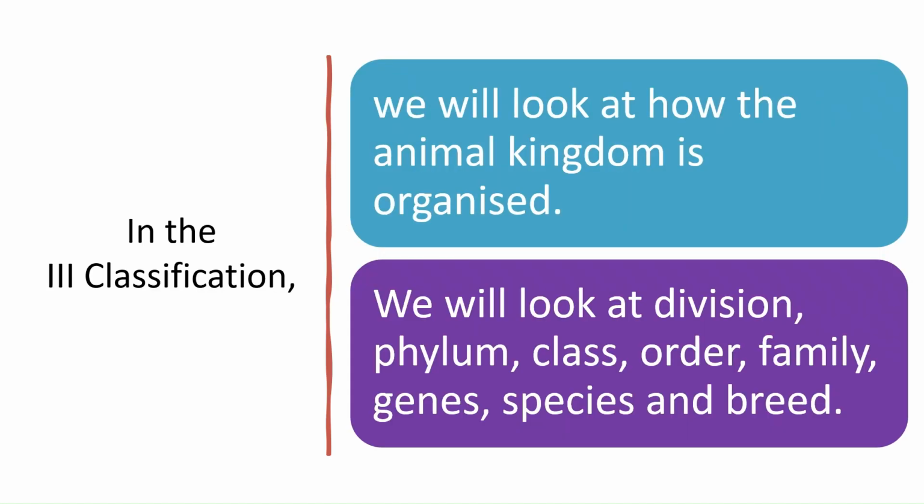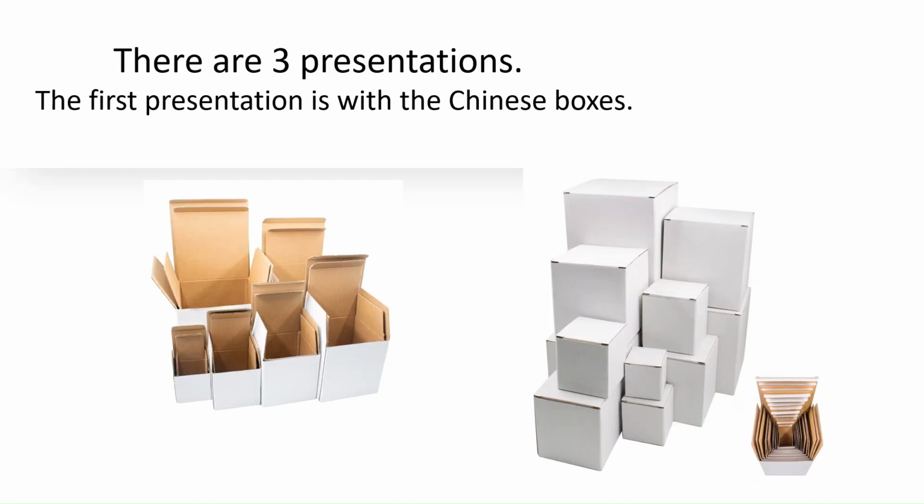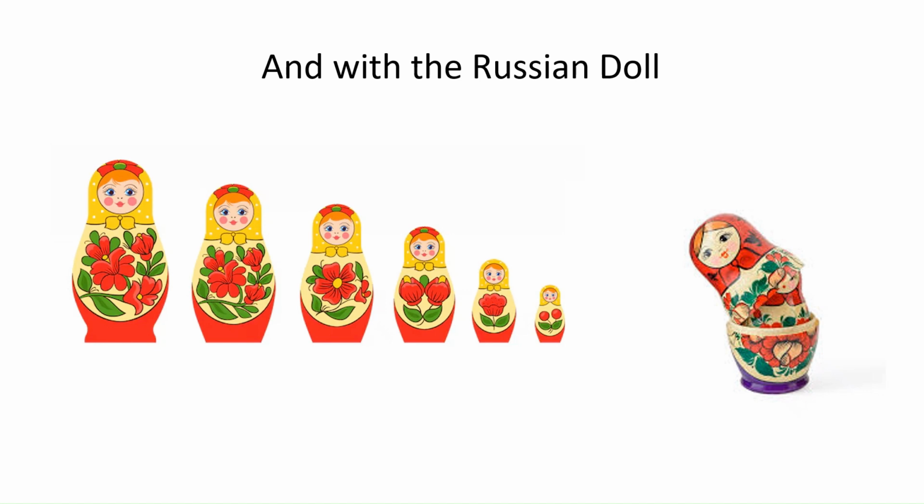In the third classification, we will look at how the animal kingdom is organized. We will look at division, phylum, class, order, family, genus, species, and breed. In the third classification, there are 3 presentations. The first presentation is using the Chinese boxes. We will also use a material called the Russian doll.